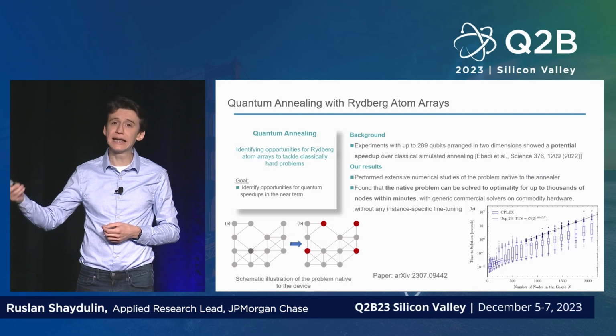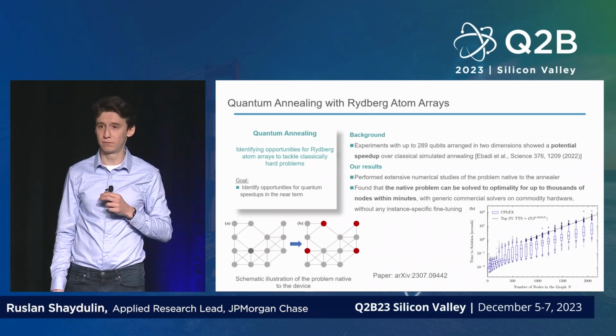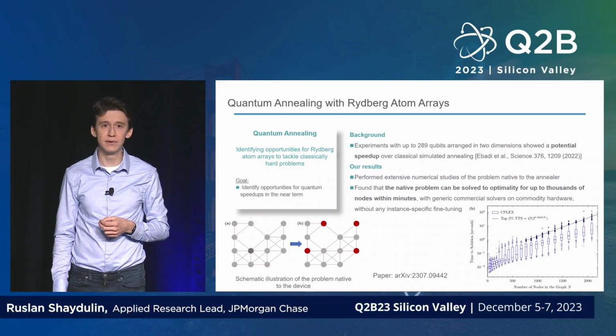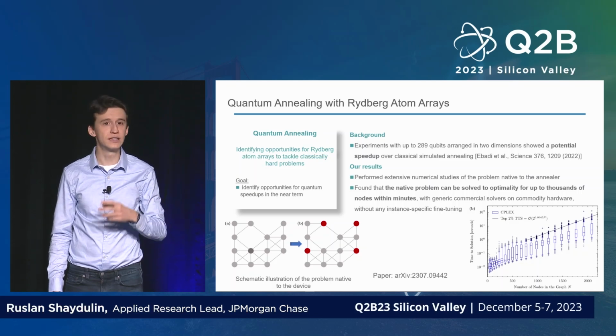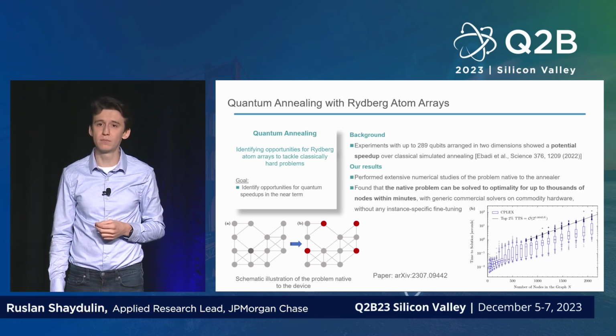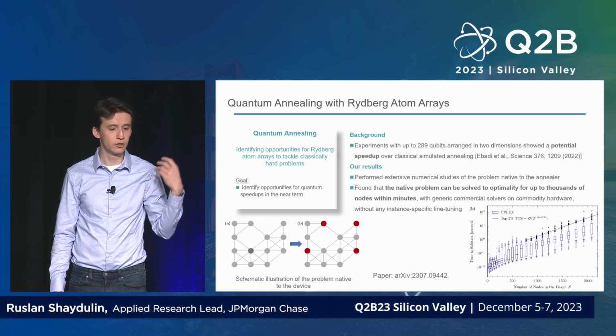We have performed extensive numerical studies of this native problem of the annealing device. And we have found, first, that this native problem can be solved to optimality for up to 1,000 nodes within minutes. So even if you're an order of magnitude above where these systems are today, it's still not a difficult problem for classical solvers. You can still solve it with essentially running simplex on a laptop in a few minutes.